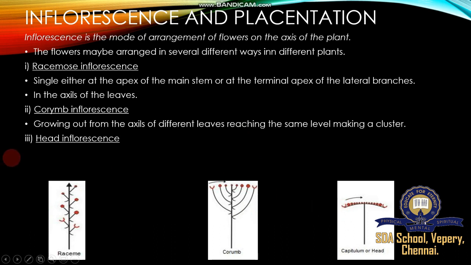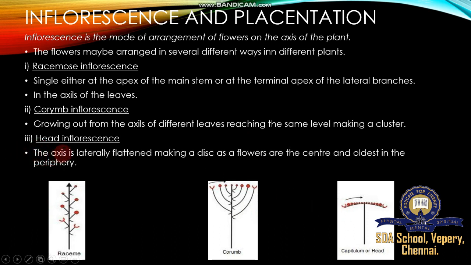Head inflorescence: the main axis is laterally flattened, making a disc, with the youngest flowers at the center and the oldest at the periphery. So young flowers are at the middle, and older flowers are at the periphery, at the edges of the head inflorescence. This comes under head inflorescence.